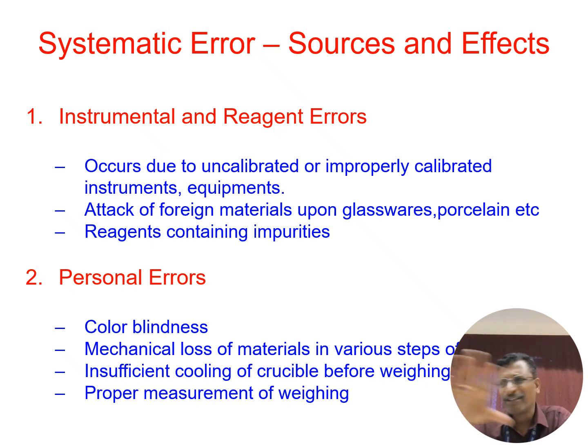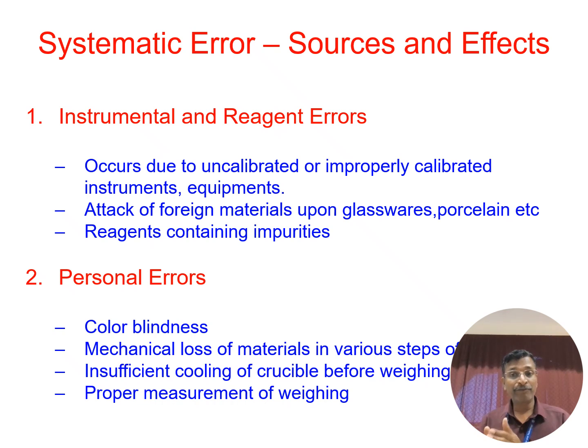Okay, so for the processing method, there is a possibility of loss of material, and then insufficient cooling of the crucible. This quite often happens in gravimetric analysis. For gravimetric analysis, we have to weigh the crucible, then heat the crucible in the furnace, and then take it out. Again, put it into the desiccator. Slowly, it should be cooled down. So the cooling time should be monitored.